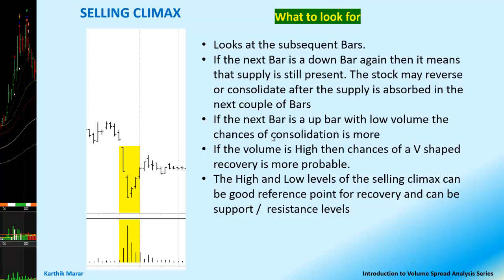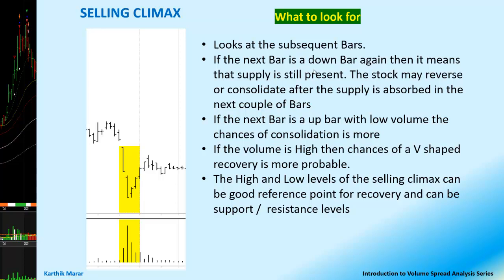Now what do we look for after we see a selling climax bar? Look at the subsequent bars. If the next bar is a down bar, again that means the supply is still present. The stock may reverse or consolidate after supply is absorbed in the next couple of bars. But if the next bar is an up bar with low volume, the chances of consolidation are more. But if the volume is high and the next bar is an up bar, then chances of a V-shaped reversal or recovery are more probable.